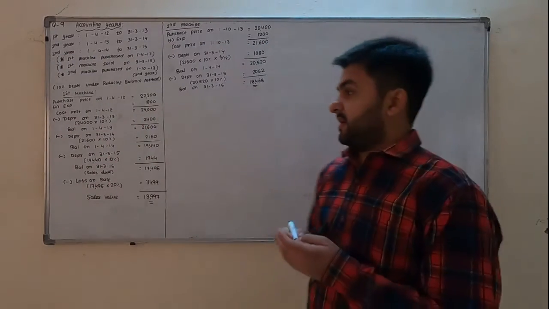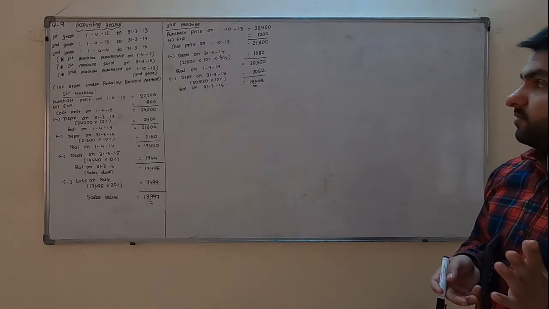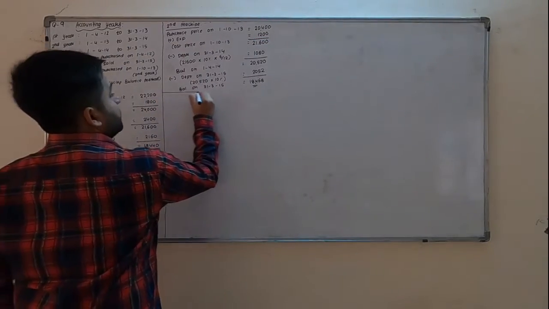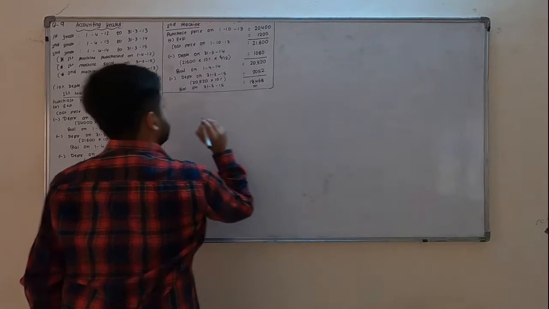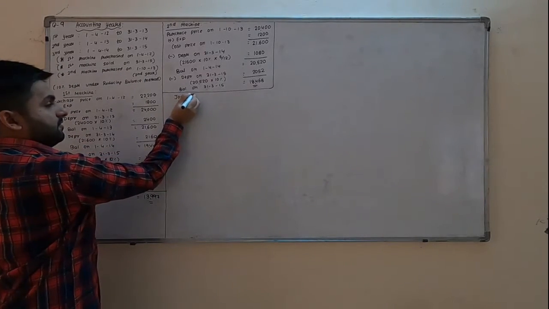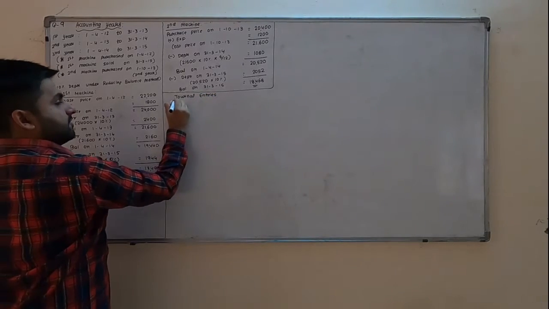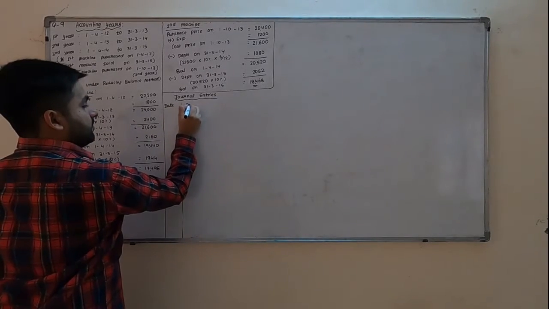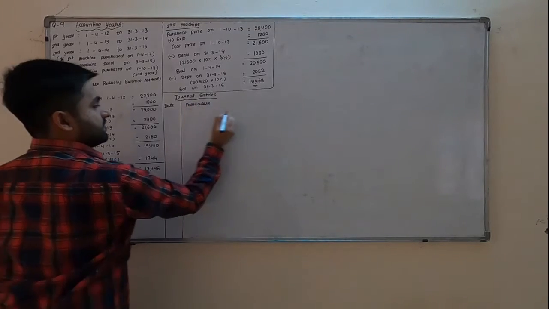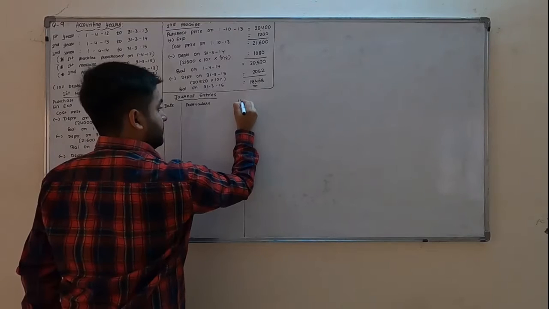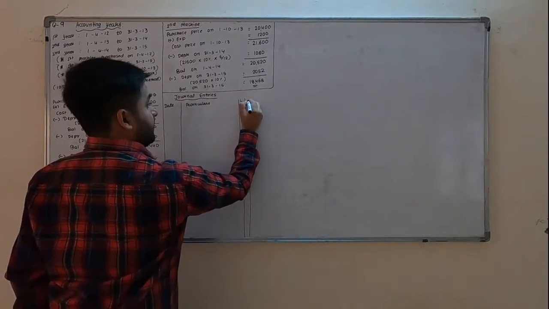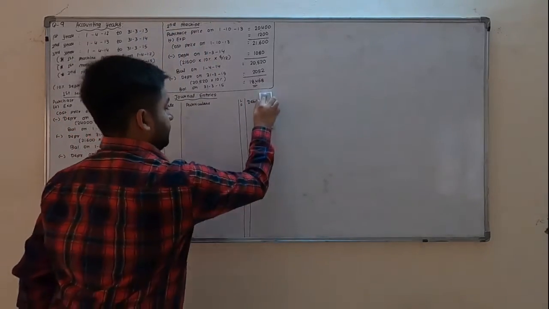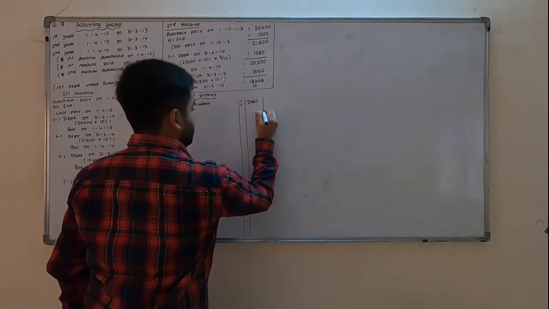Okay, so regarding first and second machine, these calculations are over. Now journal entries are required, which we are going to pass now. Okay, so let's make the journal entries. So give the heading journal entries, date, particulars, LF, debit, and credit.